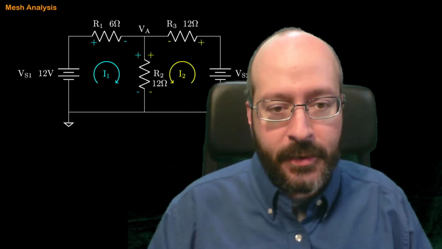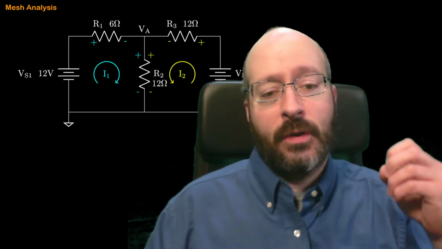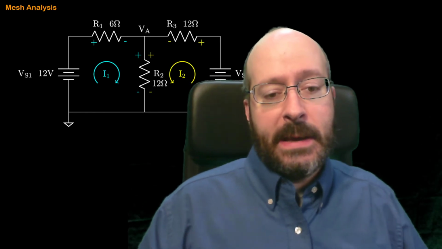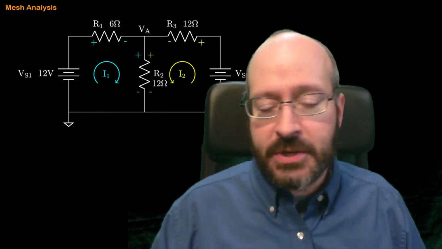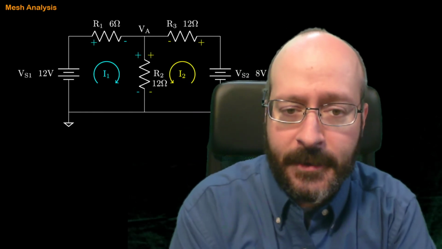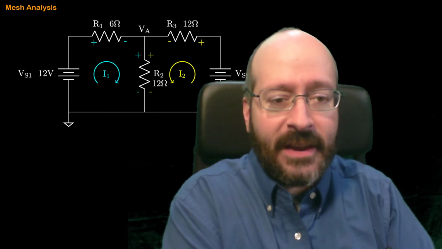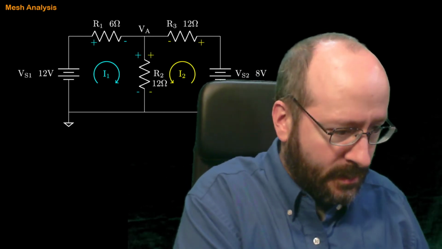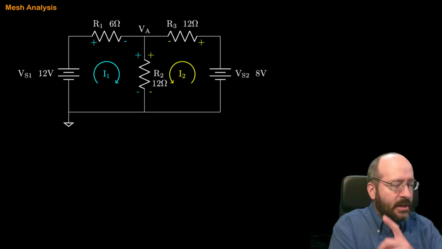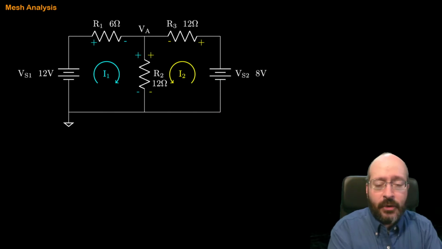Welcome back, folks. We're going to do another mesh analysis problem. We're looking for the mesh currents, and we're going to use those mesh currents to find the other values in the circuit. Now, it's a little bit of a different circuit. We have a second voltage supply.